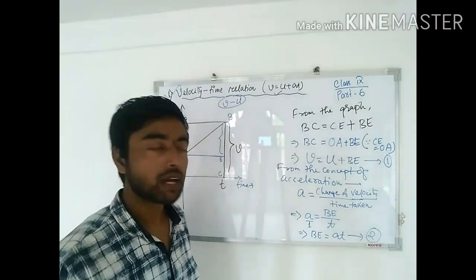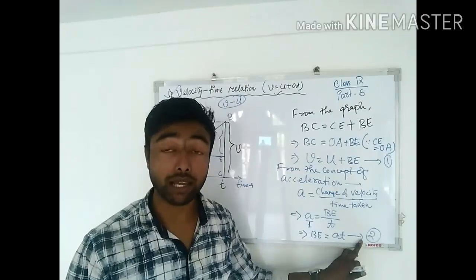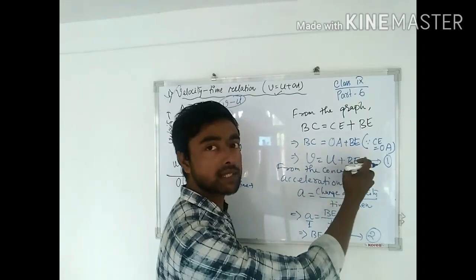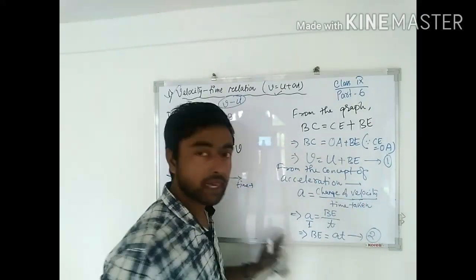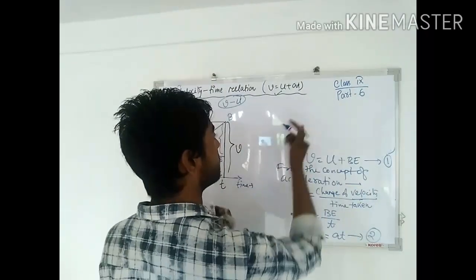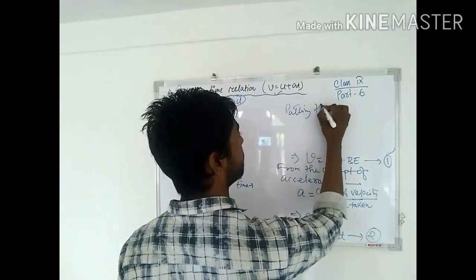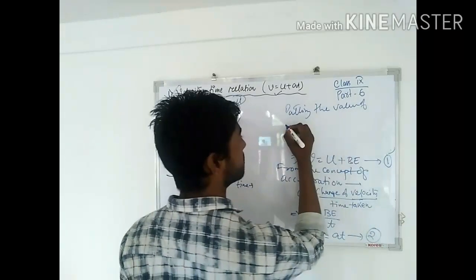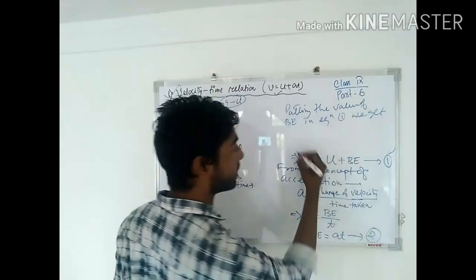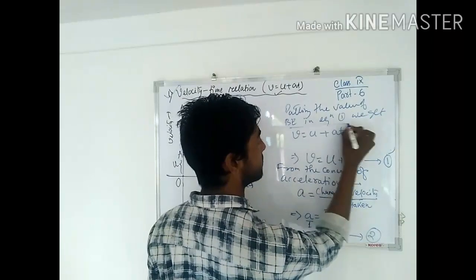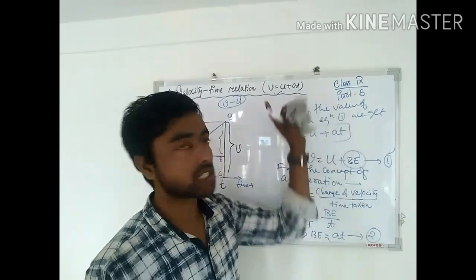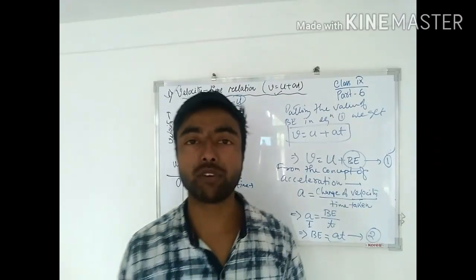Now what can I do? I can put this value of BE in equation 1. What was in equation 1? V is equal to U plus BE. Now in place of BE, 80 will come. So putting the value of BE in equation 1, we get V is equal to U plus 80, because BE is equal to 80. So this is the first equation of motion. Understood? This way we derive the first equation of motion.